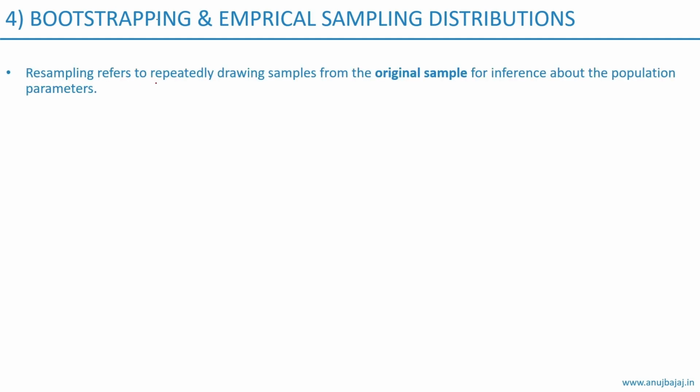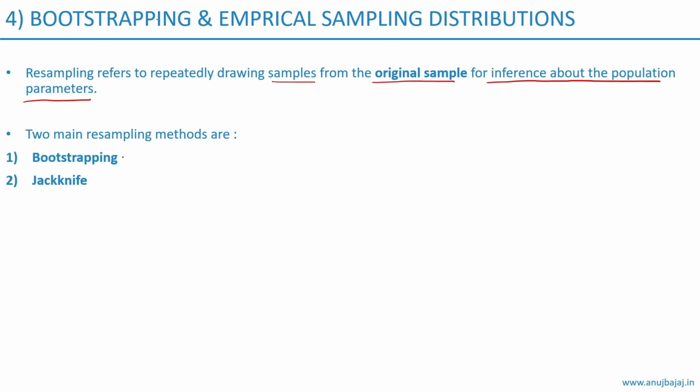So resampling refers to repeatedly drawing samples from the original sample for making inferences about the population parameters. Two of the most important resampling methods are the bootstrapping resampling method and the jackknife resampling method. We will be looking at the bootstrapping method in detail, and the curriculum does not go into detail about the jackknife resampling method. So we will have a broad overview of what the jackknife method is.